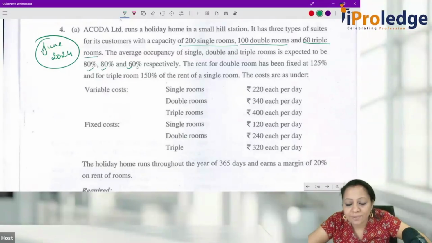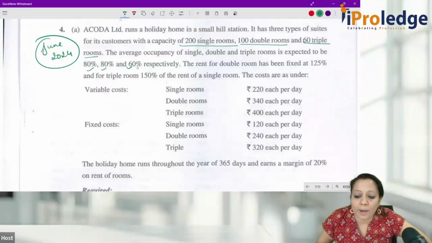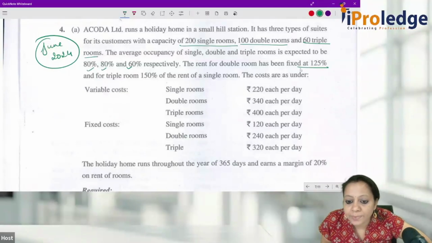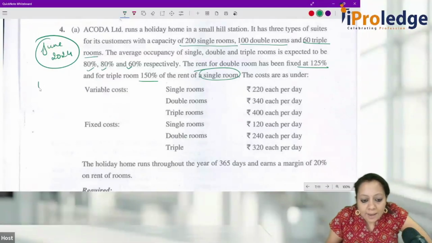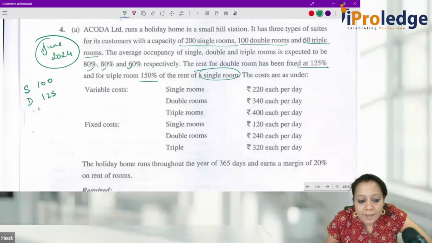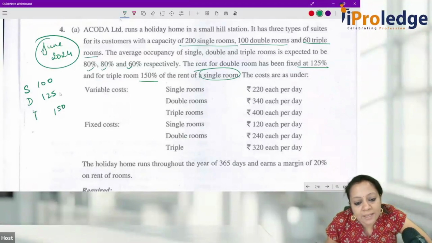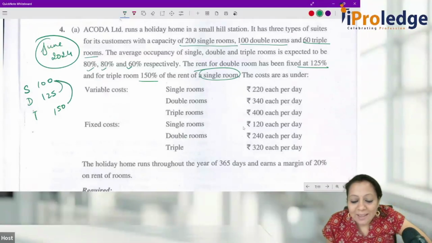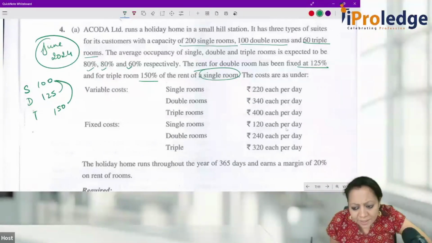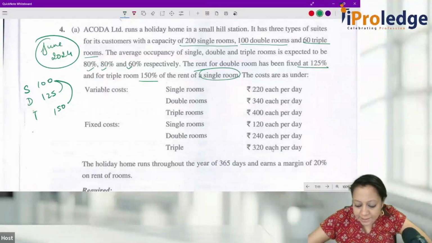The rent for the double room is fixed at 125 percentage and 150 percentage for triple room of a single room. That means if it is 100 rupees for single room, then double room will be 125, then triple room will be 150. How? 125 percentage of 100, 150 percentage of 100. Very nice. Then variable cost has been given for all these three. Fixed cost also has been given for all these three.